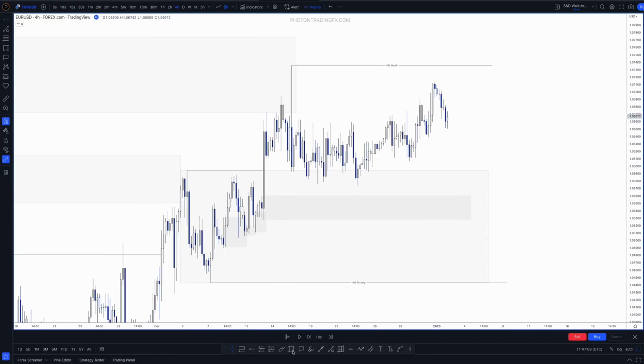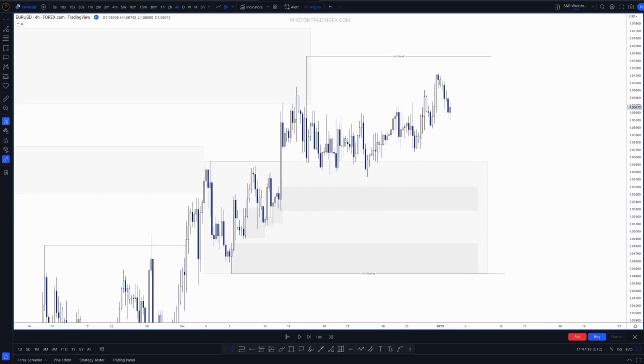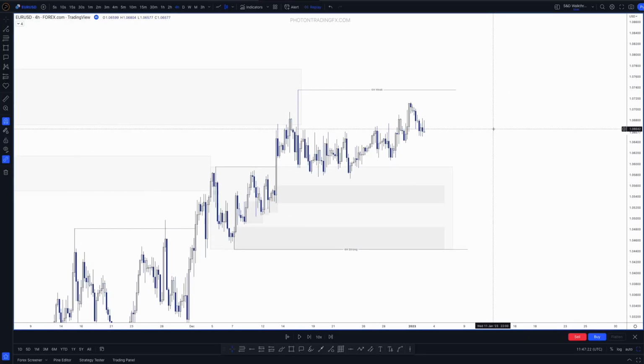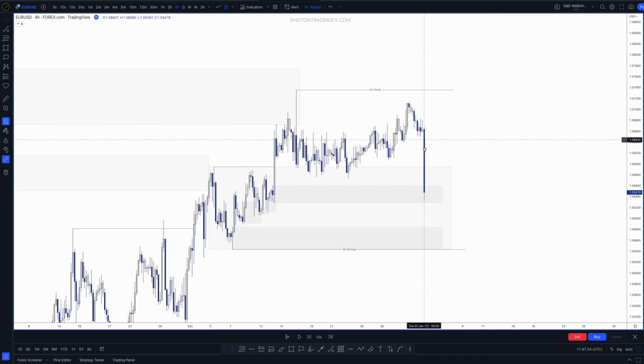And then we have the unmitigated extreme, which is looking really nice as well, okay? Completely unmitigated, see that? So the two kind of clear 4-hour pivot zones within there, right? So let's play this forward a little bit and see what goes on. Okay, so we've impulsed down and we've come into our 4-hour demand zone.